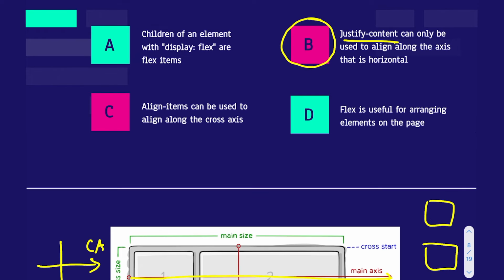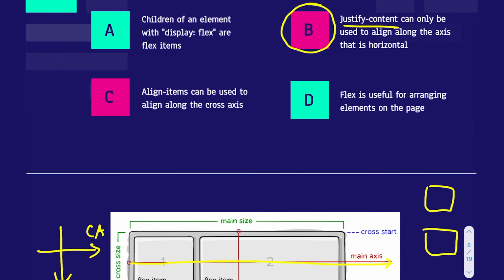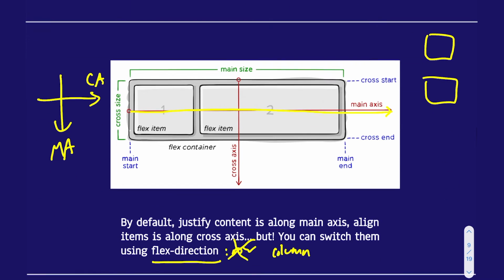A, children of an element with display flex are flex items, that's just true. C, align items can be used to align along the cross axis. Yes, just like how justify content and main axis, sort of think of them working together. Align items and cross axis are together, so that's also true. And flex is useful for arranging elements on the page. That is true as well. I like using flex. Flex is very helpful.